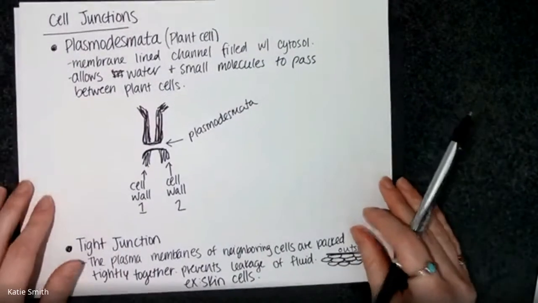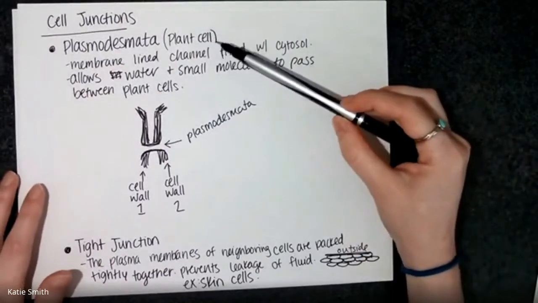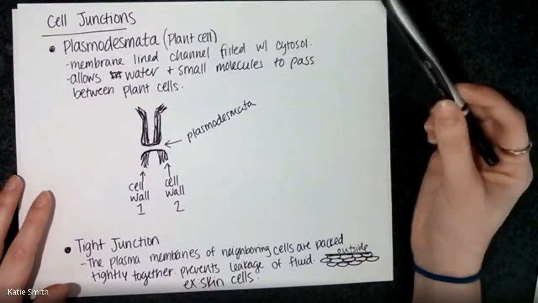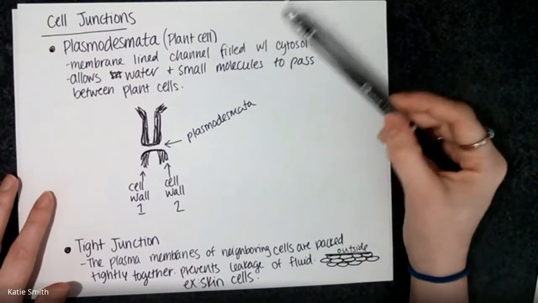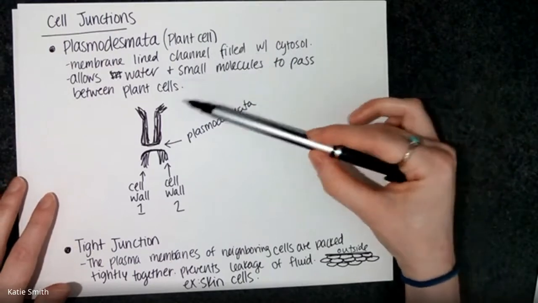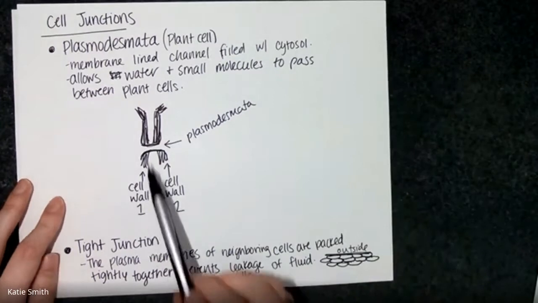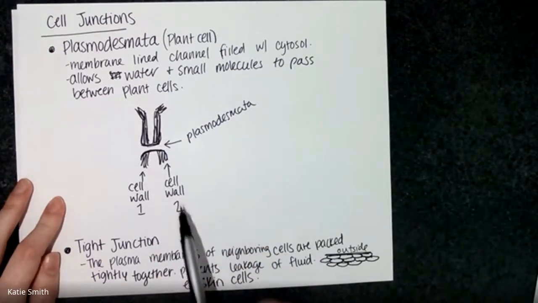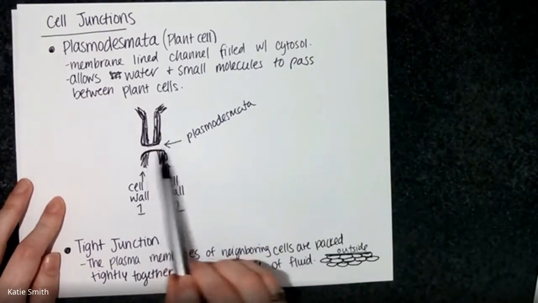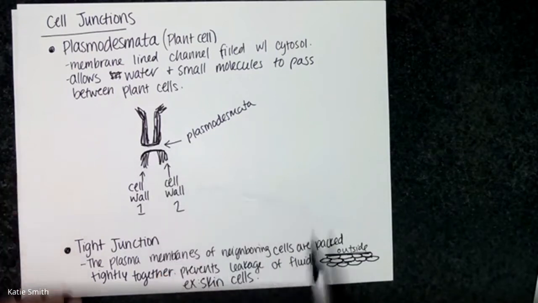The first type of cell junction is a plasmodesmata. It's only found in plant cells. This is a membrane-lined channel filled with cytosol. It allows water and small molecules to pass between plant cells. So here is the plant cell wall of one cell and the plant cell wall of the second cell. There's the plasmodesmata in between them.